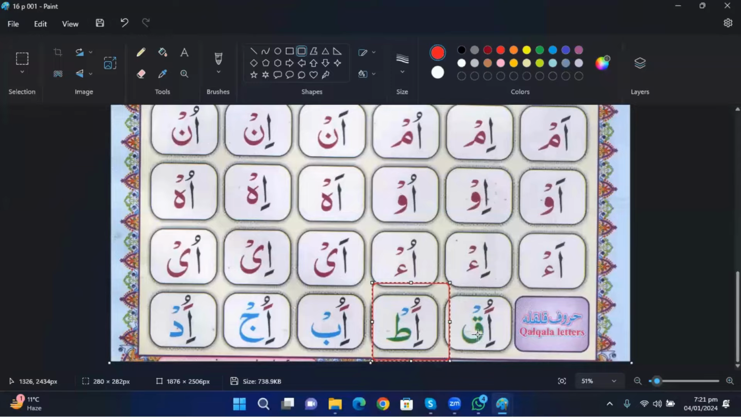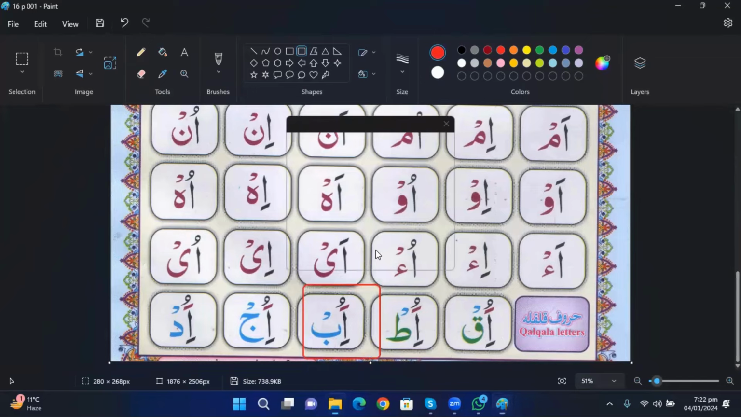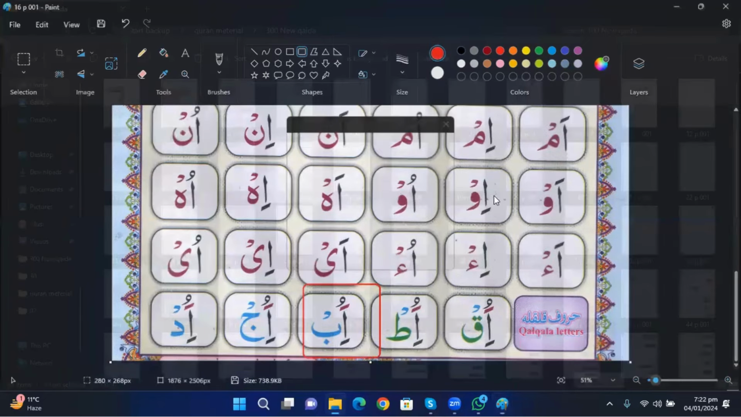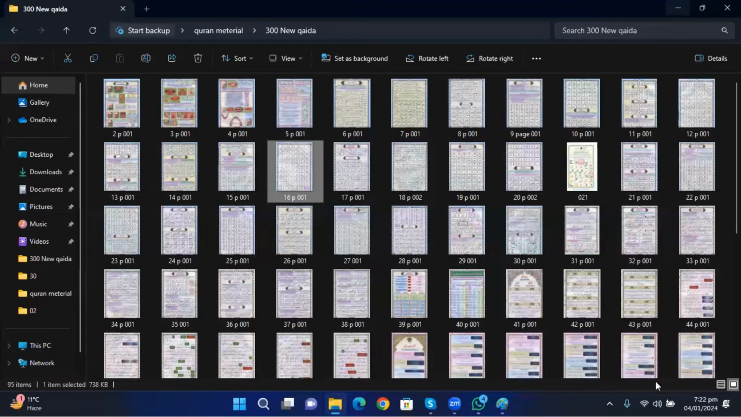If your students are not going to understand here, you can write each letter one by one on your pen. So Hamza Fatha Ba Sukun Ab, Hamza Kasra Ba Sukun Ib, Hamza Dama Ba Sukun Ub. Then on page number 17, there is the practice of qalqala letters. You can do it.